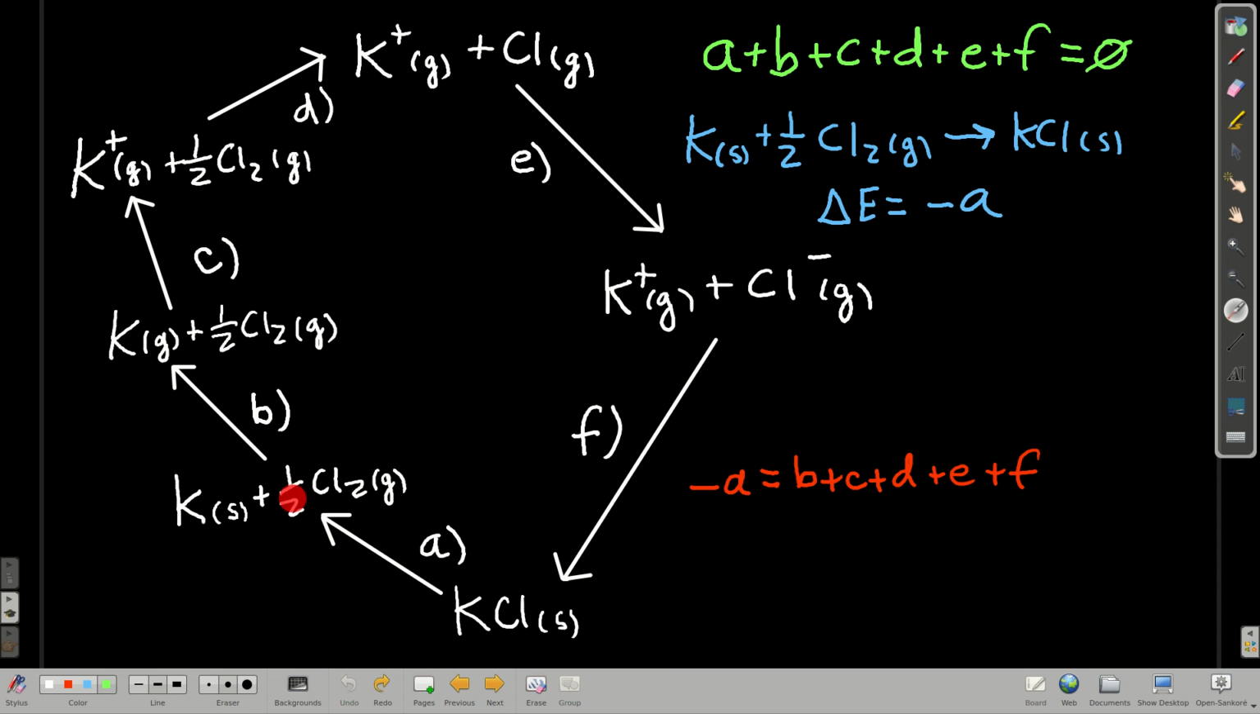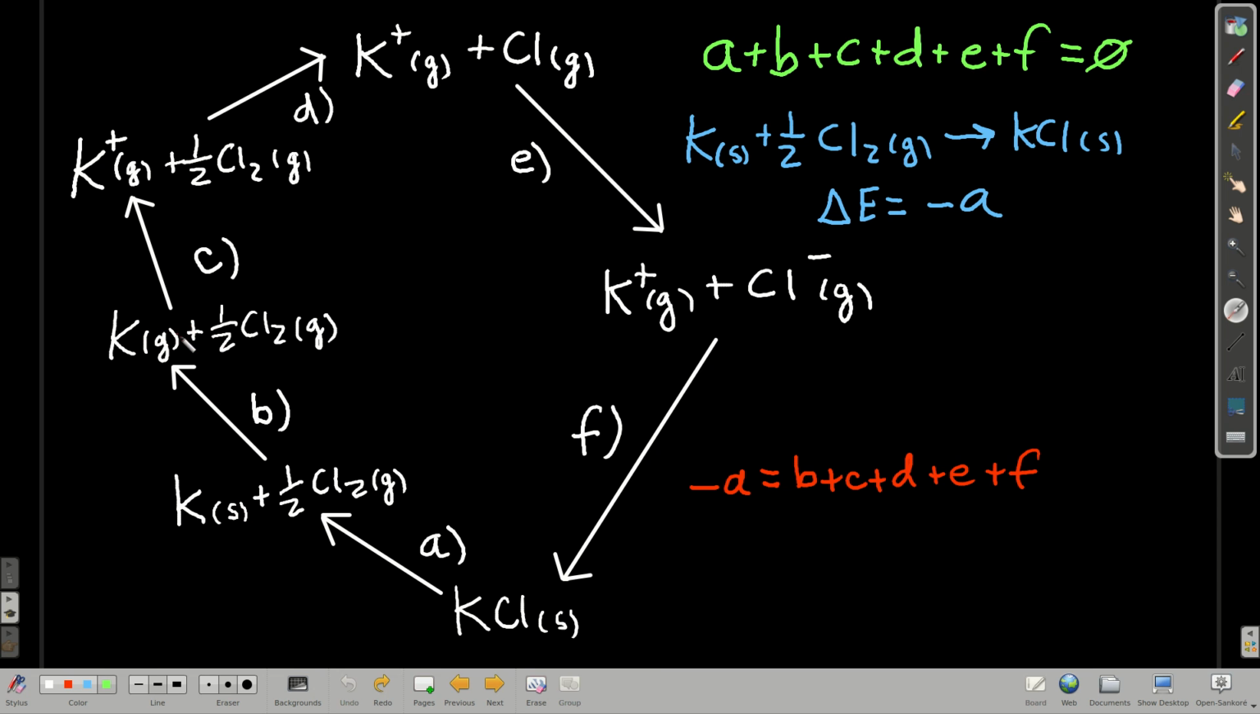Next step is, once we have everything broken apart, and by the way, notice that this step right here is exactly the opposite of what we're trying to find. I'm going to call this step A. So the change in energy we're looking for is negative A. The second step is to sublimate or change anything that's not a solid, not a gas, into a gas. So here, all chlorine's already a gas. We just have to sublimate potassium, go from a solid to a gas.